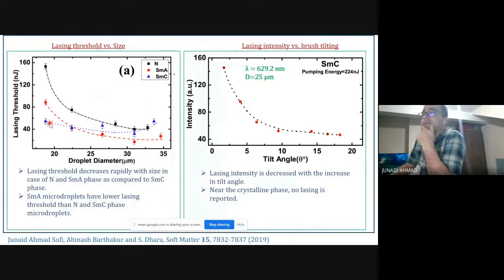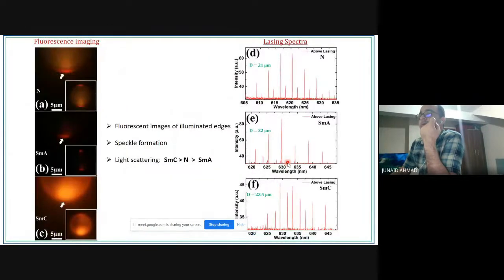We also measured the lasing threshold as a function of droplet diameter, and we found that the lasing threshold is quite higher in the case of smaller droplets as compared to the bigger droplets. And comparatively, we studied this threshold in these three phases, and we found that in the case of smectic A phase, on average, the lasing threshold is lesser than nematic phase as well as smectic C phase. And we also studied this intensity as a function of tilt angle, which we have seen in this diagram.